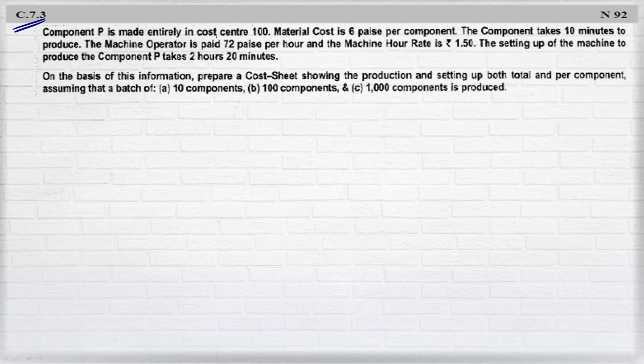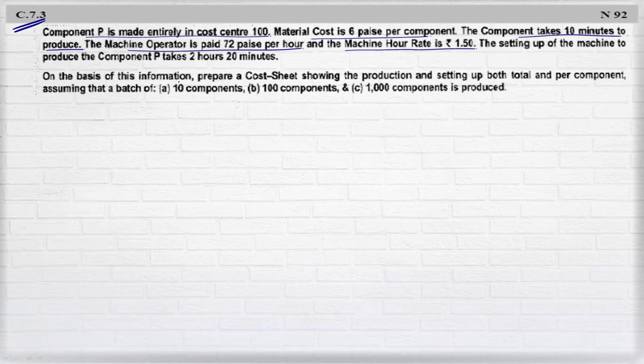Component P is made entirely in cost center 100. This is the name of the cost center, cost center 100. Material cost is 6 paisa per component. The component takes 10 minutes to produce. The machine operator is paid 72 paisa per hour. So this is a labor cost. And the machine hour rate is 1.5. So this is your overhead cost.